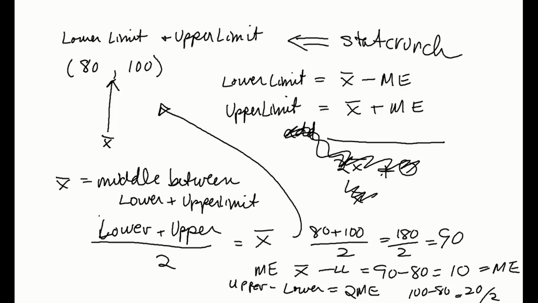Okay. Is that making sense, or should I do it all over? So you could do it either way then. Upper limit minus the lower limit equals 2ME. And then you divide that by 2. And that gives you the margin of error. So that's another way to do it. The idea is just to understand that the X bar is right smack in the middle, and the margin of error is from here to here or from here to here.